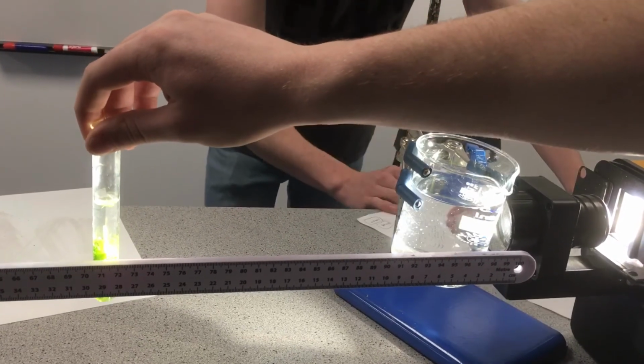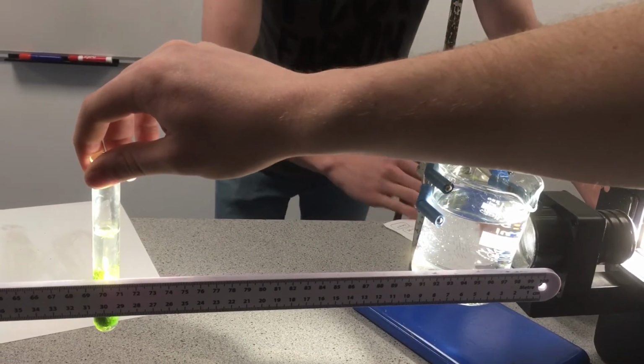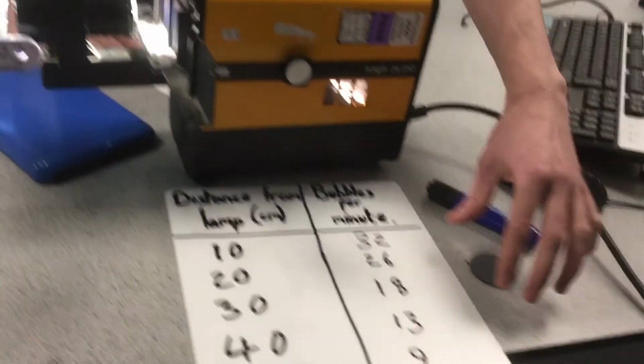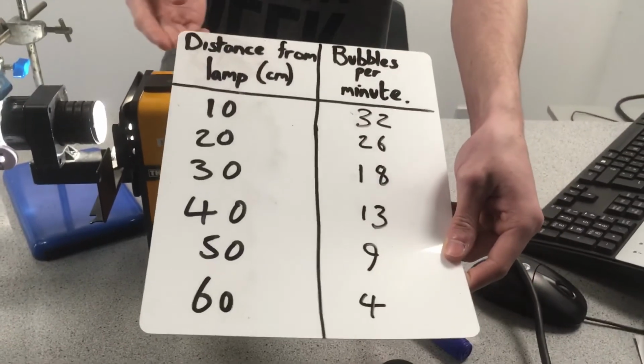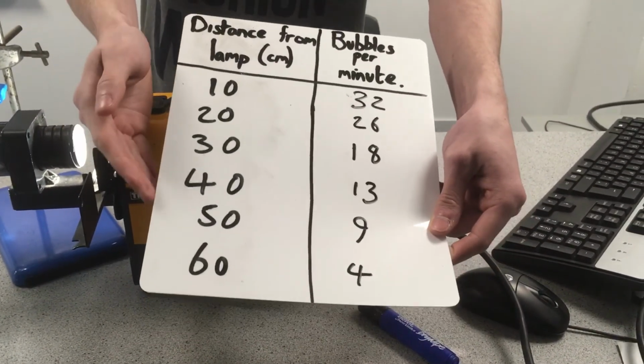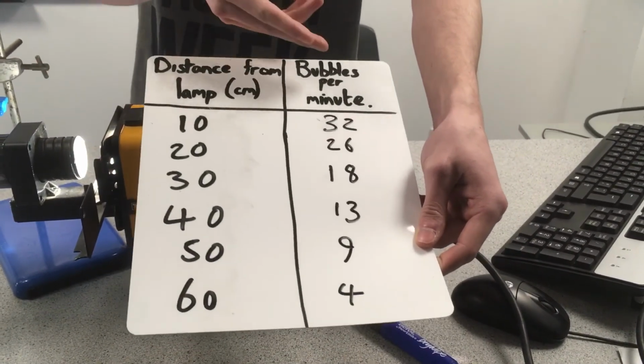Just give me a second, I'll have a look. So we have some results here from a previous experiment we did. So as you can see, distance from the lamp measured in centimeters, and the further we're going away from the lamp, the lower the amount of bubbles.